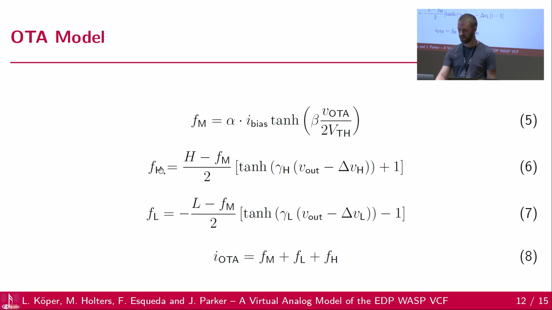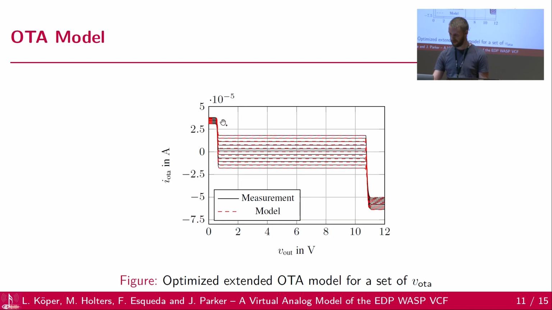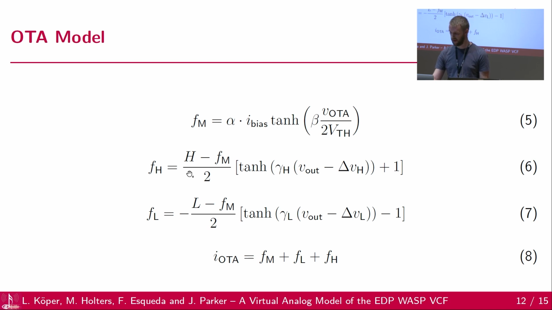And then we have 2 other functions, FH and FL, which model the transition from these plateau levels to the normal operating area. So FH is then for the high voltages and FL for the low voltages. And yes, actually these parameters H and L are just the height of the plateau. And when you see the transition is modeled again by hyperbolic tangent, and we have a parameter for the steepness and for the actual position in respect to the output voltage.